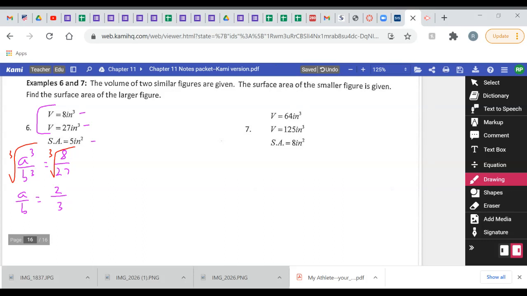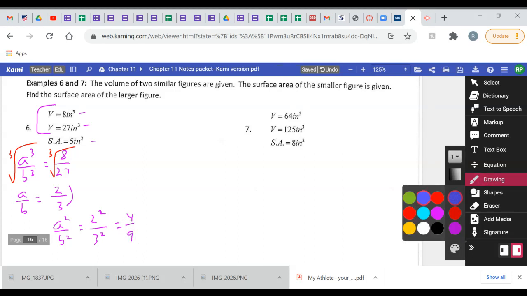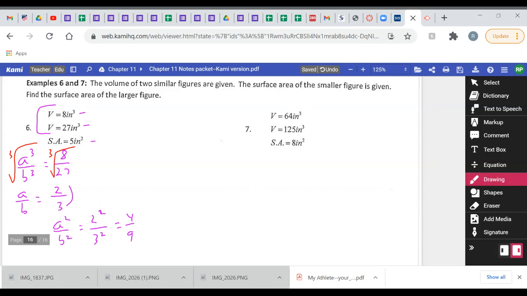So that tells me that my scale factor is 2 to 3 in terms of the ratios of the sides. So if I want to figure out what the ratio of the surface areas is, then I know that has to do with a squared over b squared, which is the same thing as taking my scale factor here and squaring both of these numbers, which gives me 4 over 9. So the ratio of the surface areas, since we're talking about a squared over b squared, is 4 over 9.